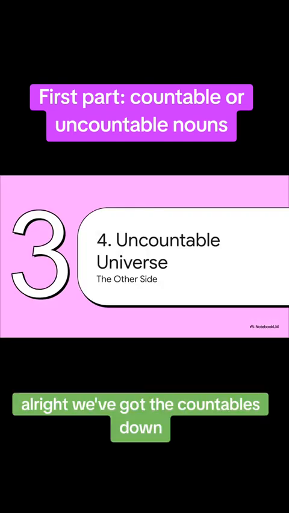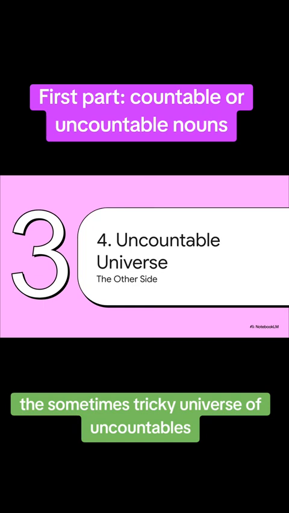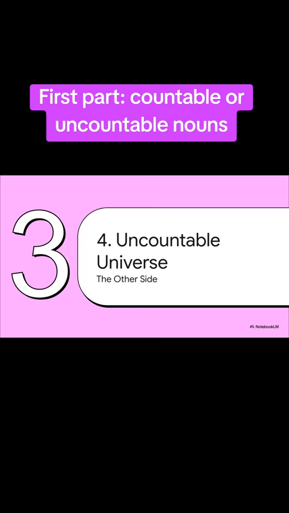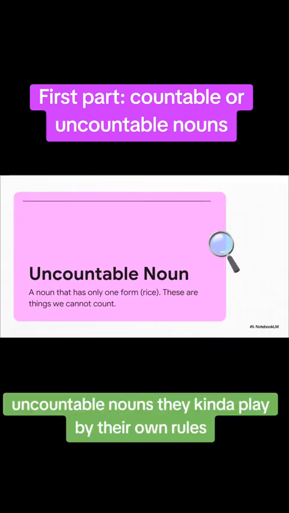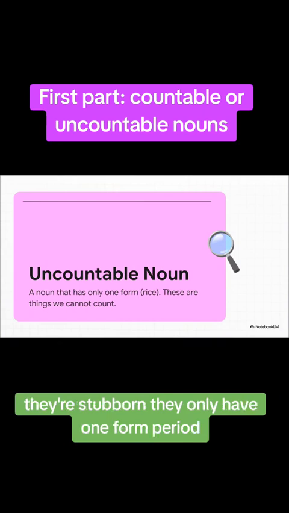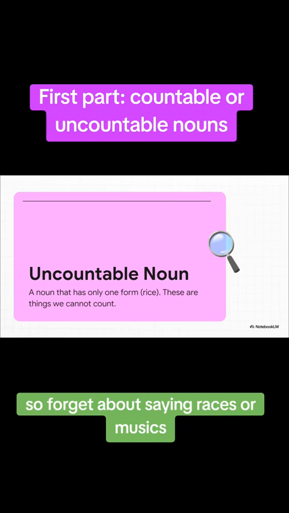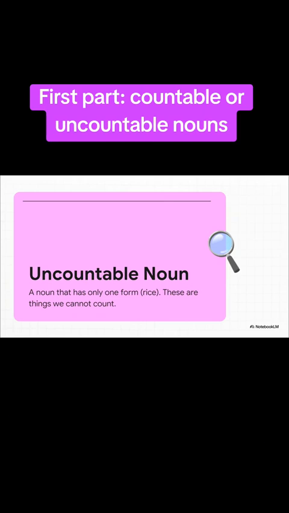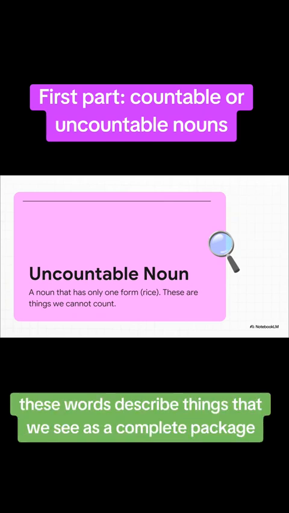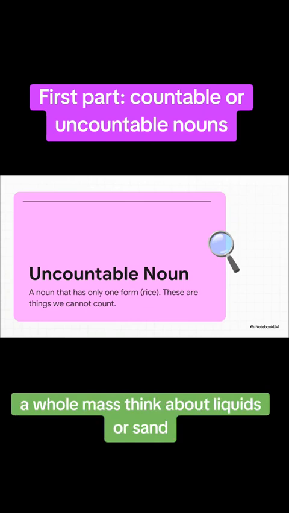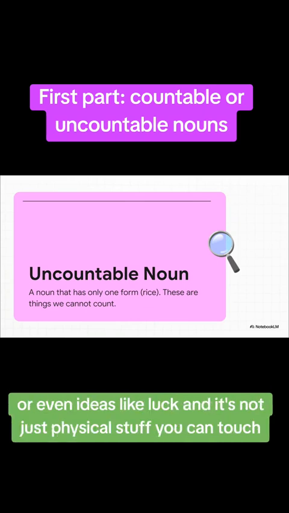All right, we've got the countables down. Now let's venture into the other realm, the sometimes tricky universe of uncountables. Uncountable nouns, they kind of play by their own rules. They're stubborn. They only have one form, period. So forget about saying races or musics. It's just not a thing. These words describe things that we see as a complete package, a whole mass. Think about liquids, or sand, or even ideas like luck.